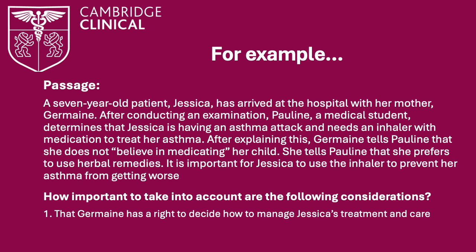It reads, a 7-year-old patient, Jessica, has arrived at the hospital with her mother, Germaine. After conducting an examination, Pauline, a medical student, determines that Jessica is having an asthma attack and needs an inhaler with medication to treat her asthma. After explaining this, Germaine tells Pauline that she does not believe in medicating her child. She tells Pauline that she prefers to use herbal remedies. It is important for Jessica to use the inhaler to prevent her asthma from getting worse.